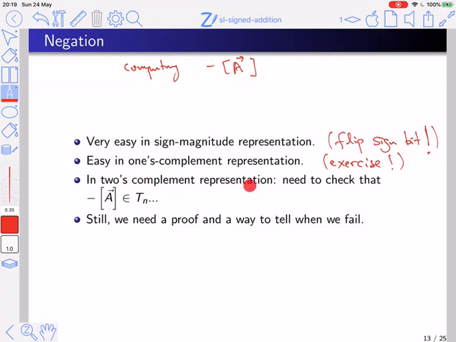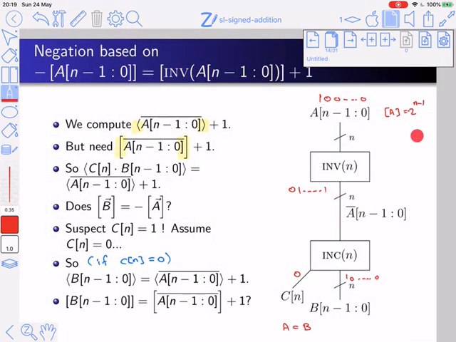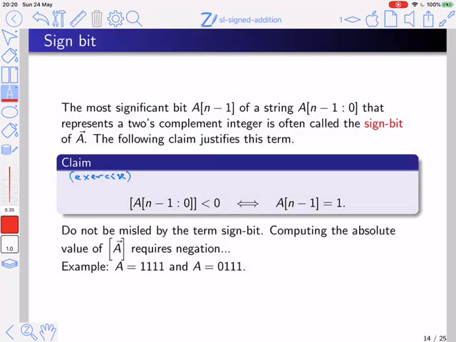In 2's complement representation, it turns out that you need to check whether minus A is indeed in Tn. If it isn't in Tn, then clearly you're going to make a mistake, and this is exactly what happened in this case. Minus the number represented by A is 2 to the power of n minus 1, which is too big. It doesn't belong to Tn, and therefore we had to make a mistake. The question is whether, in all other cases, the negation circuitry that we saw in the previous slide is correct. So we need to find a proof, and we need to tell whether we fail or not when we do the computation. So we will deal with this question.